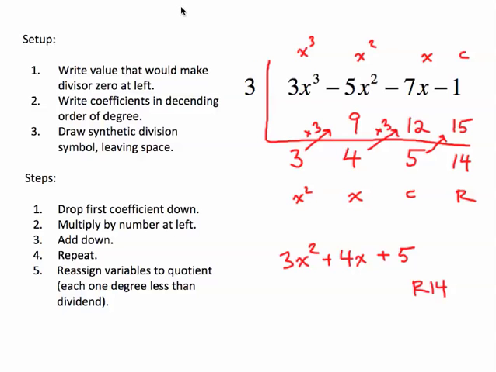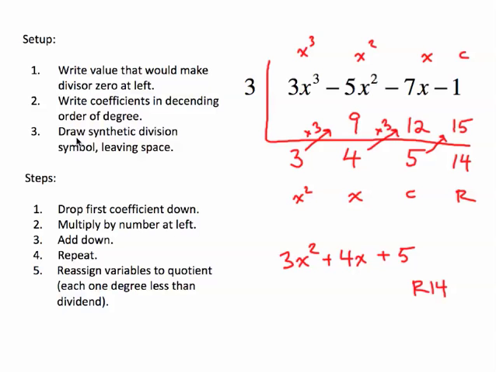Now, because I went through that quite quickly, you might want to go back over that on the video. Here's the steps that we took. First, you need to set the synthetic division up properly. To do that, you write the value that would make the divisor 0 at left, here. Then you write the coefficients in descending order of degree. So usually, if you were doing it, you wouldn't actually even write out the x cubed, the x squared, and the x here. You just write 3, negative 5, negative 7, and negative 1.